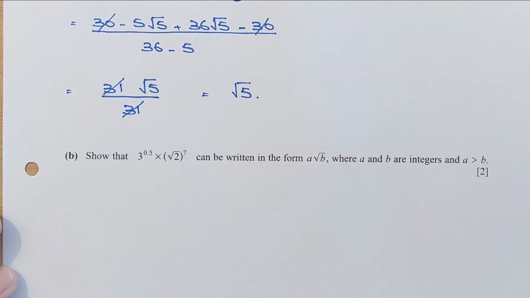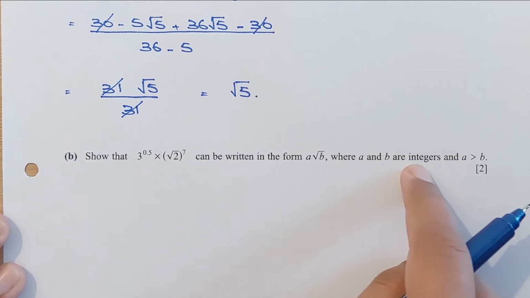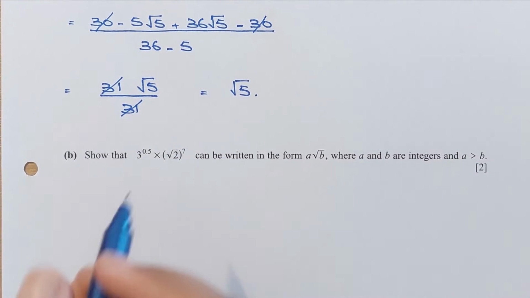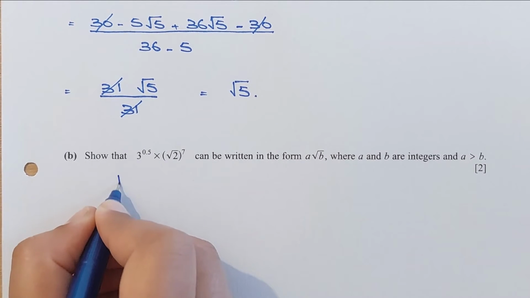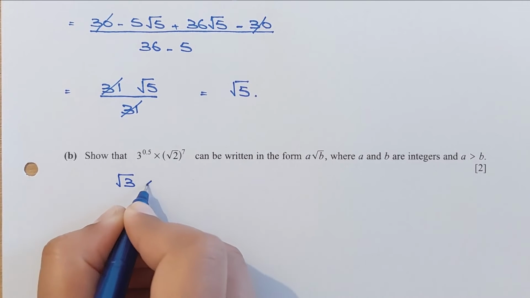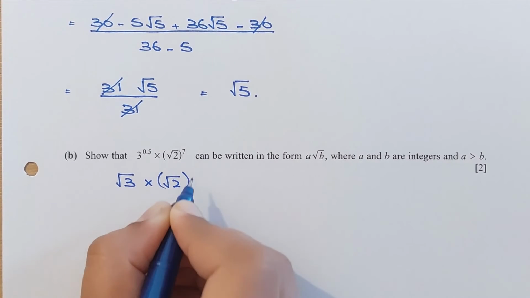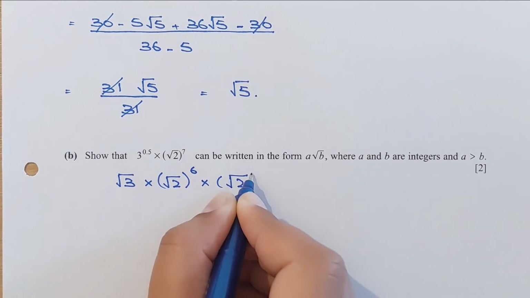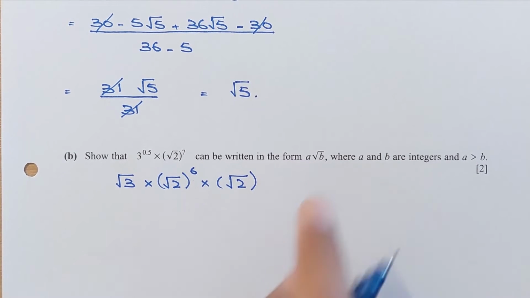Now for the b part, show that this can be written in the form of a square root of b, where a and b are integers and a must be greater than b, right. Okay, so 3 power 0.5 is 3 power 1 by 2. So this is square root of 3 times square root of 2. If I can do it as 6 times square root of 2. Right, so a is square root of b, and a must be more than b.